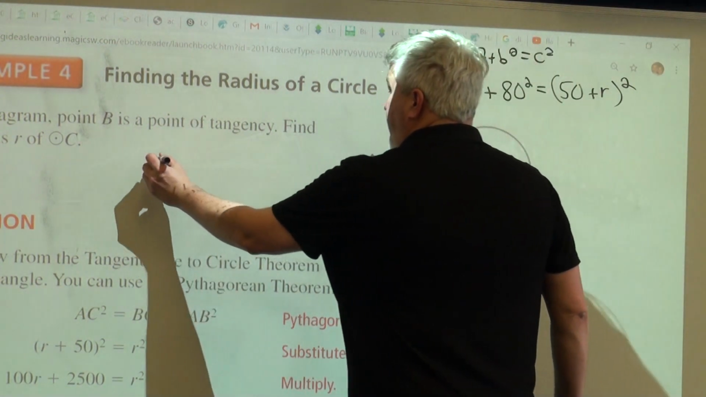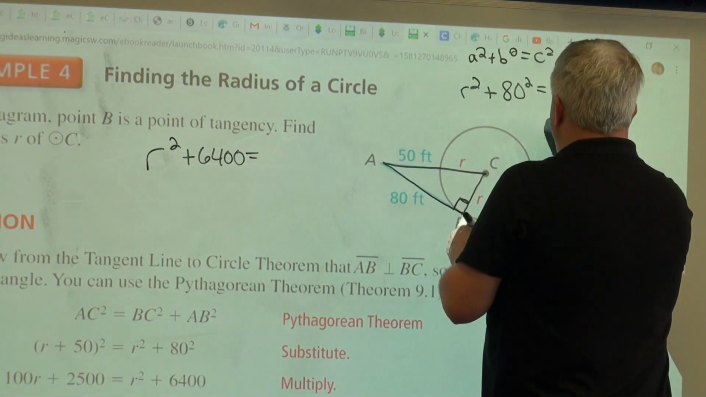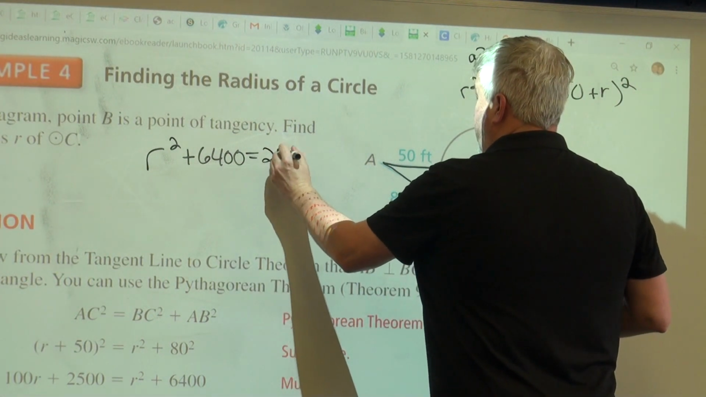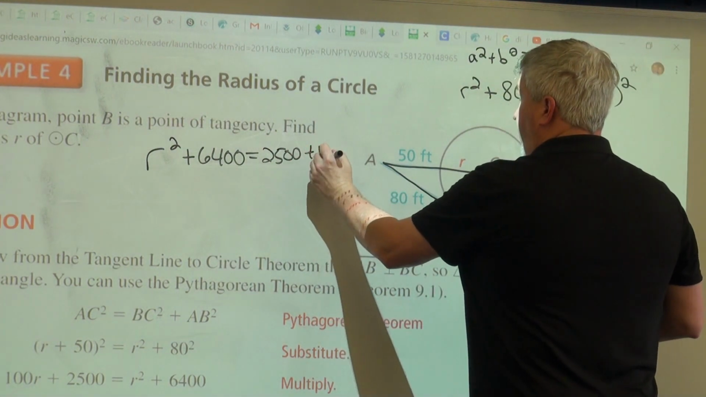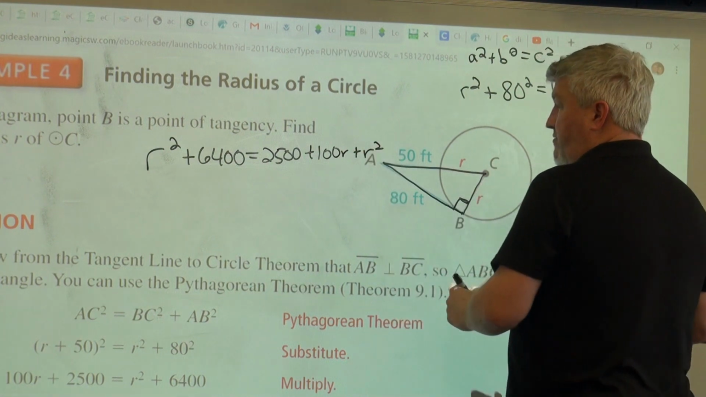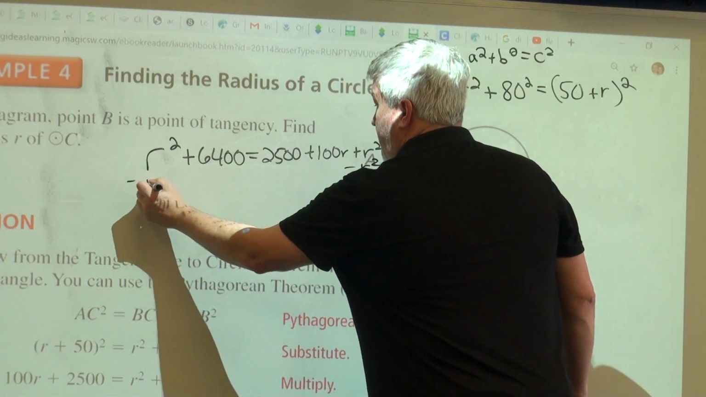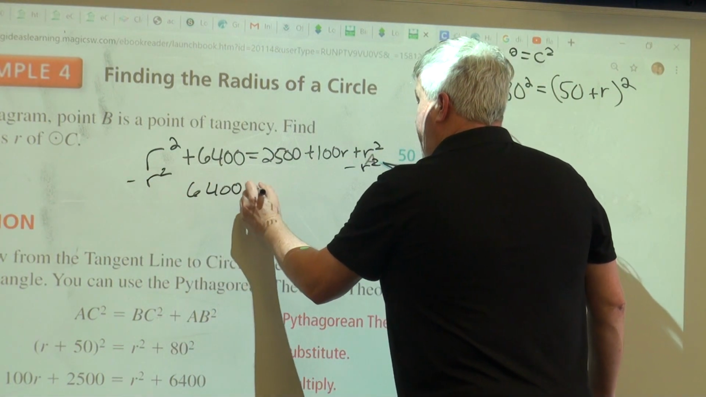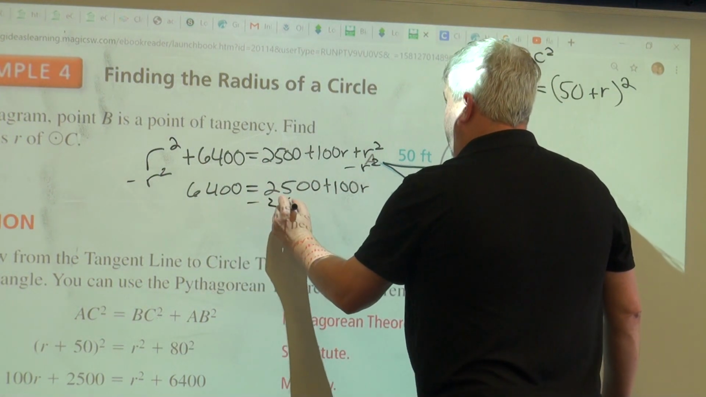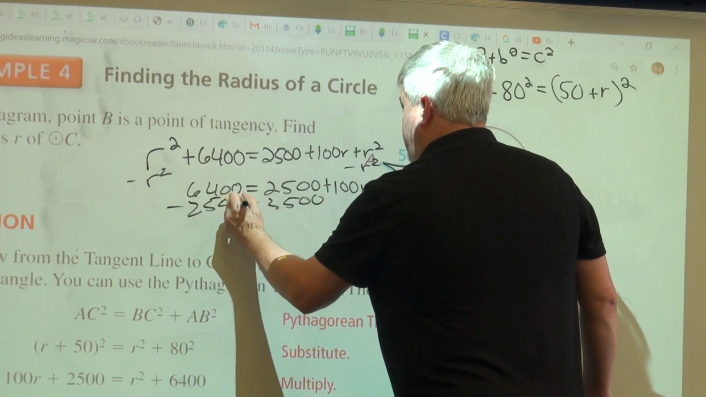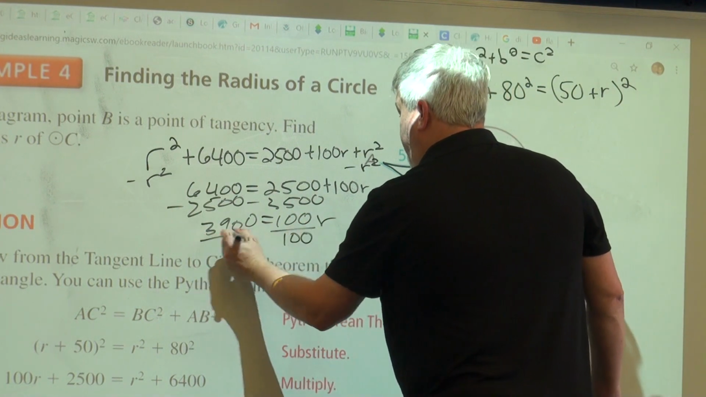So R squared plus 6,400, that's 80 squared, equals, we've got to FOIL that out, 2,500, make sure I'm telling you right, yes, plus 100R plus R squared. And now I just simplify. I'm going to subtract R squared from both sides. I get 6,400 equals 2,500 plus 100R. Subtract 2,500 from both sides. I get 3,900 equals 100R. Divide by 100 on both sides.